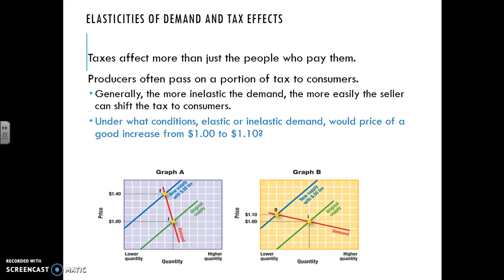So generally, the more inelastic the demand, meaning, remember, with that rubber band, you're not going to be able to pull it any larger, the demand is pretty constant, the more easily the seller can shift the tax to consumers, meaning it's a good that the demand is going to be high on no matter what the price is.